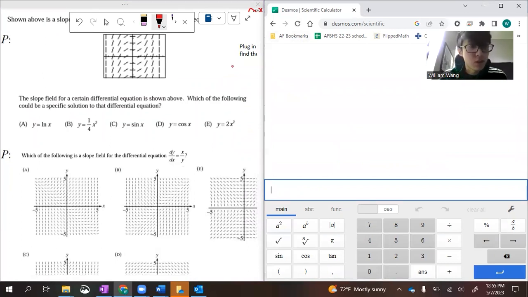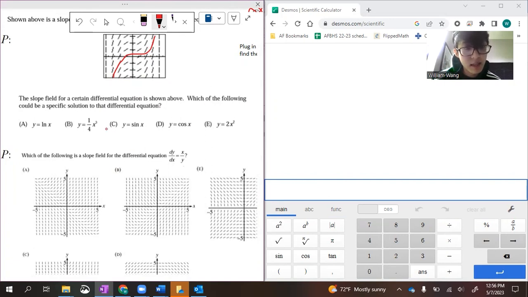Next question. The slope field for a certain differential equation is shown above. Which of the following could be a specific solution to that differential equation? Well, if you're calculating for a specific solution, one way to think about this first is that they give you the slope field with no numbers, which is sort of annoying. So you can follow this. Remember, when you draw a particular solution like this, you could try to see which one of these matches with your function.